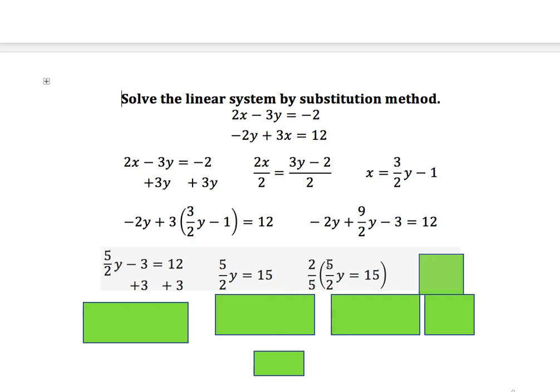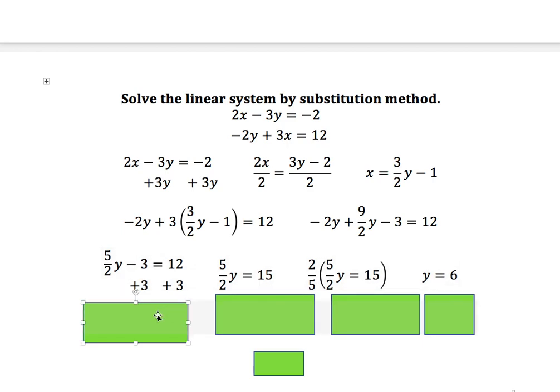So we have 5 over 2 here. We're multiplying by 2 over 5. You're just flipping your fraction. Okay? And notice you have to multiply the 15 by 2 over 5 as well. When you do that, this cancels out this, and 15 divided by 5 is 3. 3 times 2 is 6. So we end up with y is equal to 6.